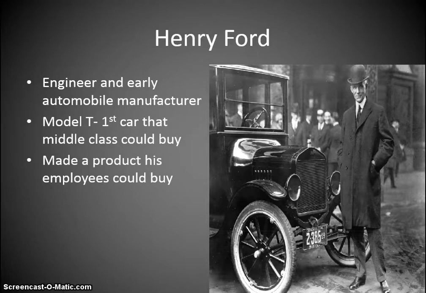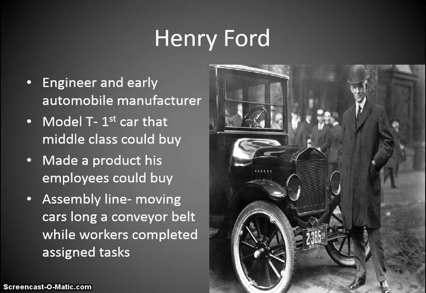Now, what he was able to do is create a successful assembly line, right? He created the assembly line, which is moving cars along a conveyor belt while workers completed an assigned task. Before, one person or 2 people would work on an entire car, which means you had to specialize in the entire car. Now with the assembly line, you were able to specialize in one thing. For example, let's say 2 people worked on the frame and then you moved it along. So you specialized in one area of the vehicle instead of the entire vehicle. So it was able to produce cars faster.